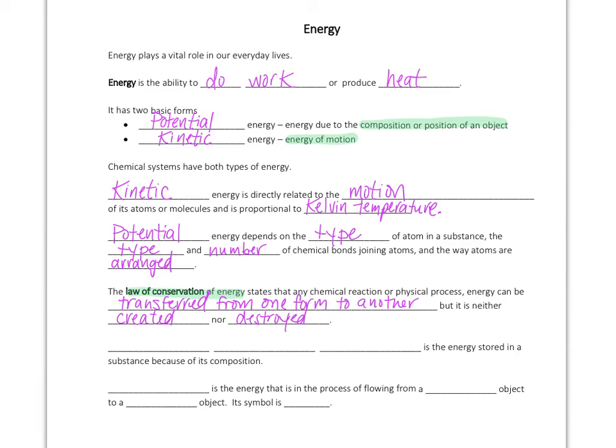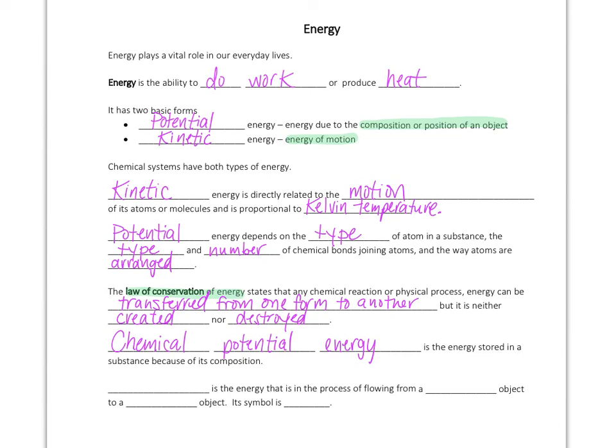Now, when we talk a little bit more about chemistry, these types of energies can be specified a little bit more as far as the potential energy. And we say that systems have chemical potential energy, based on the amount of energy that they have stored because of their composition.